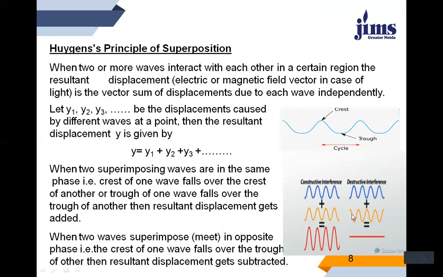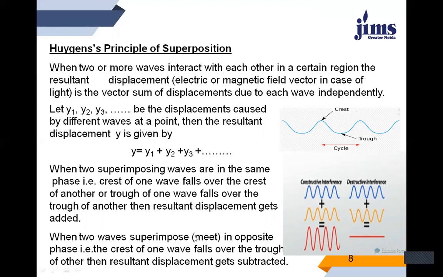Both waves have the same frequency, but you can see this wave is initiating from this point, and this wave is initiating from this point, and both points are opposite to each other. So when two such waves are superimposed, what will be the result? The resultant displacement, or the amplitude of the resultant wave, will be zero. So this is the case of destructive interference. In this case, the resultant displacement gets subtracted.